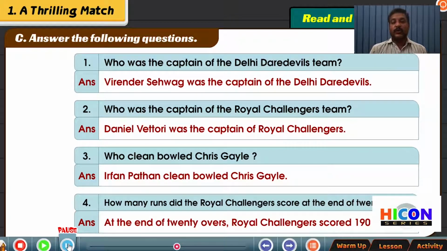Who was the captain of the Delhi Daredevils team? Virendra Sehwag was the captain of the Delhi Daredevils team. Who was the captain of the Royal Challengers team? Daniel Vettori was the captain of Royal Challengers. Who clean bowled Chris Gayle? Irfan Pathan clean bowled Chris Gayle. How many runs did the Royal Challengers score at the end of 20 overs? At the end of 20 overs, Royal Challengers scored 190 runs.